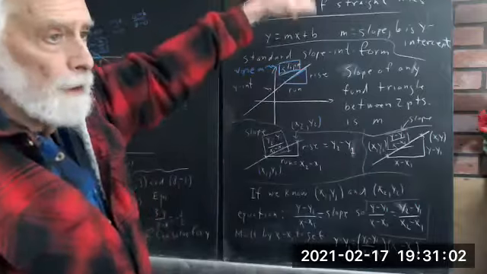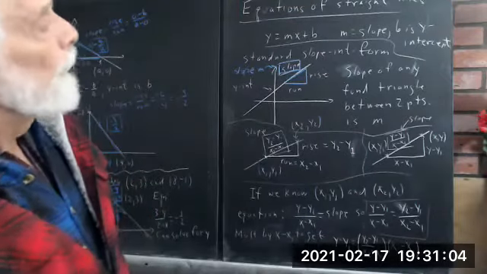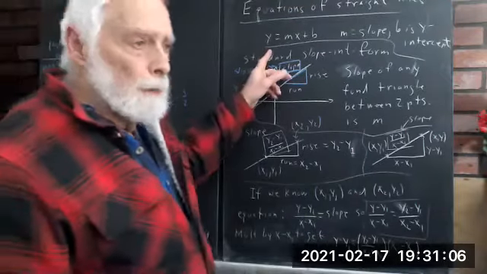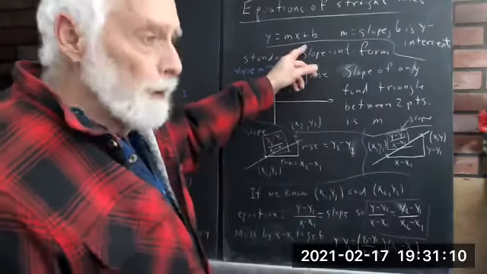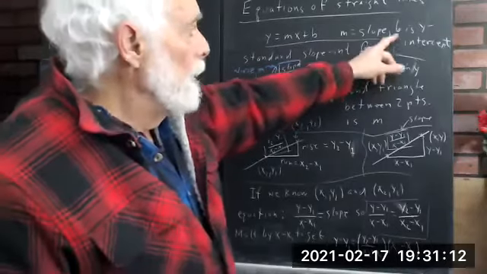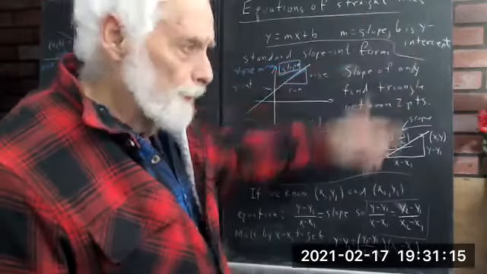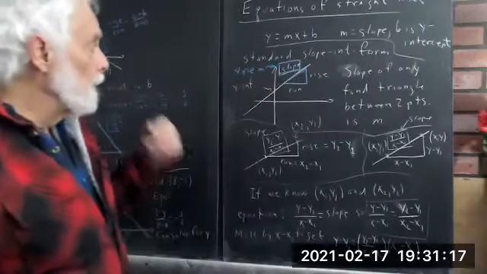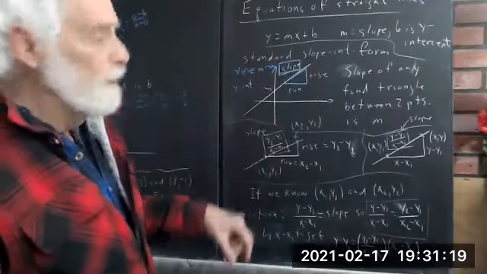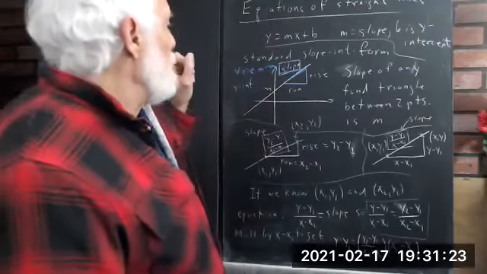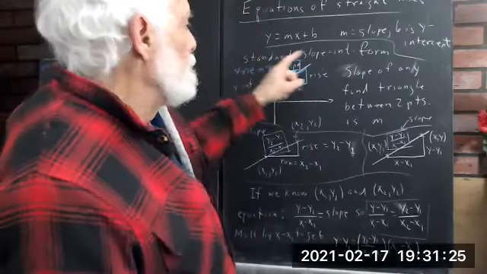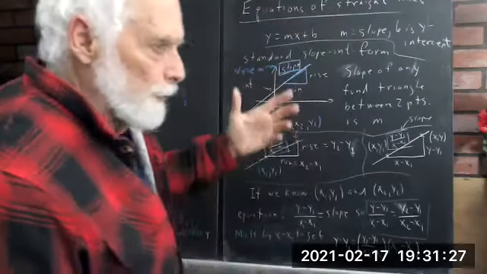Okay, we talked about equations of straight lines. The general form is y equals mx plus b, called the slope-intercept form, where m is the slope and b is the y-intercept, something everybody should be familiar with, or at least should have seen, so this might refresh your memory. We call that the standard slope-intercept form, at least that's what I call it.